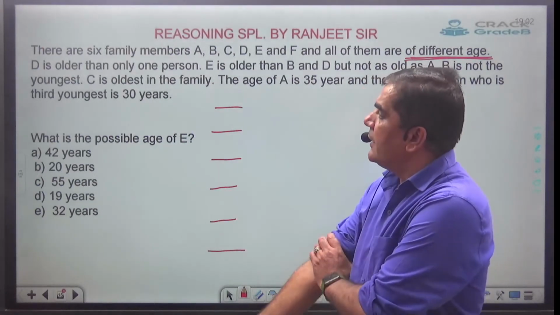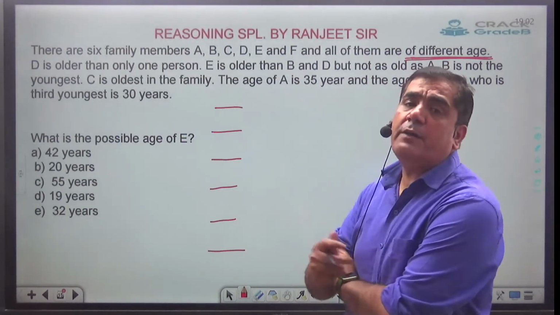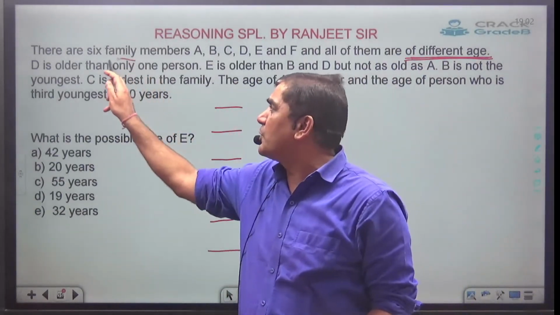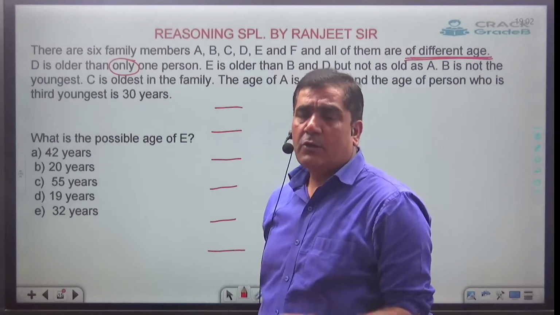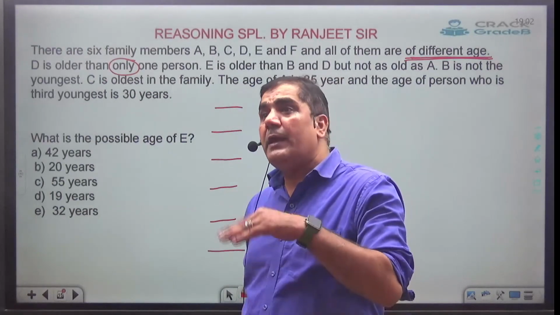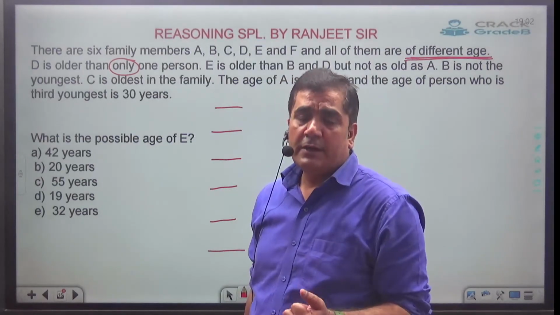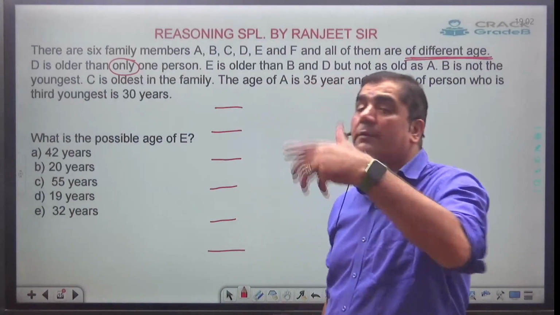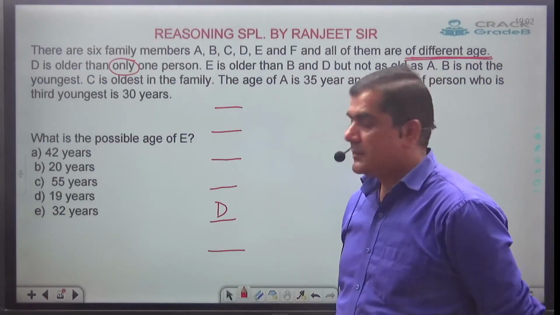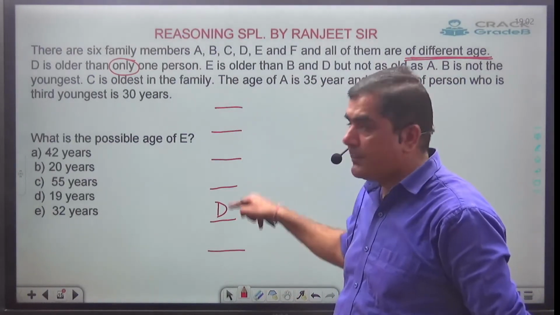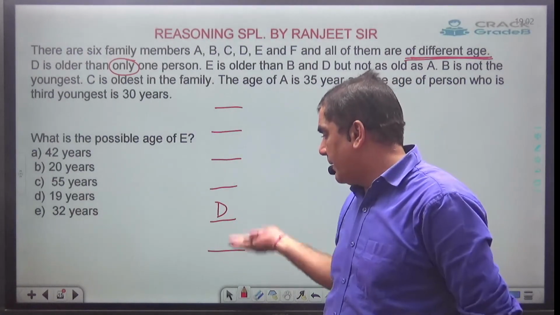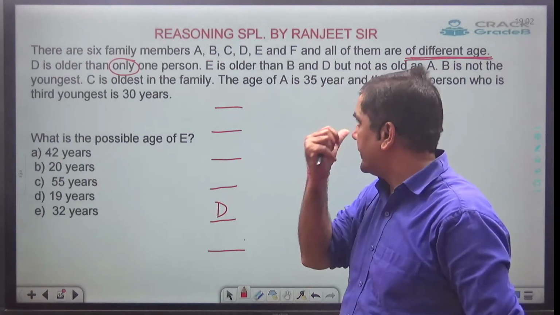Okay, next one. D is older than only one person. Whenever this word "only" is going to come, be careful in the exam. D is older than only one person means D will be above only one person. Older means above. So D has to be over here, above only one person, and the rest will be below. Next one.